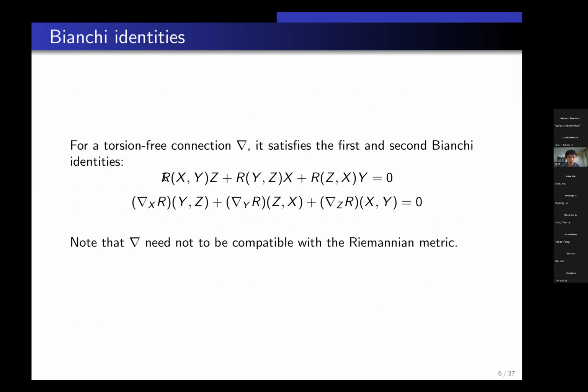Bianchi identity, we know they are famous in Riemannian geometry, but here I just point out that actually we only need this connection to be torsion-free. Yeah, we do not need it to be compatible with the Riemannian matrix, and then we still have the first and the second Bianchi identity. So we do not actually need this compatibility.